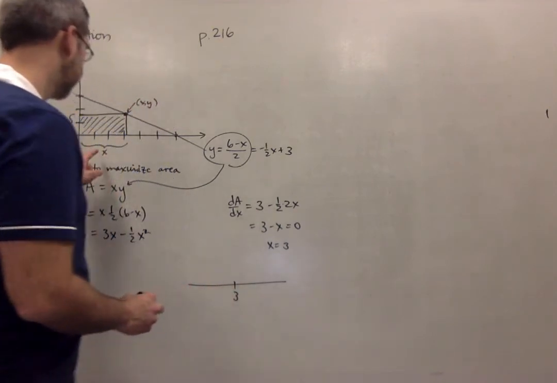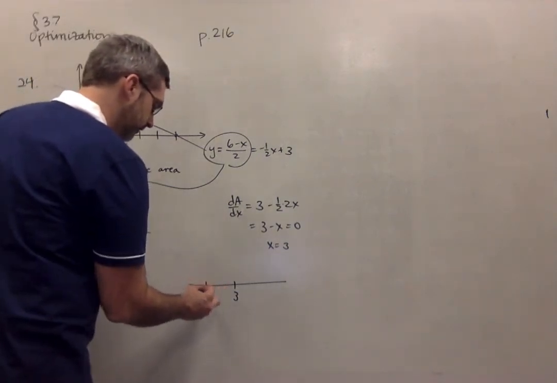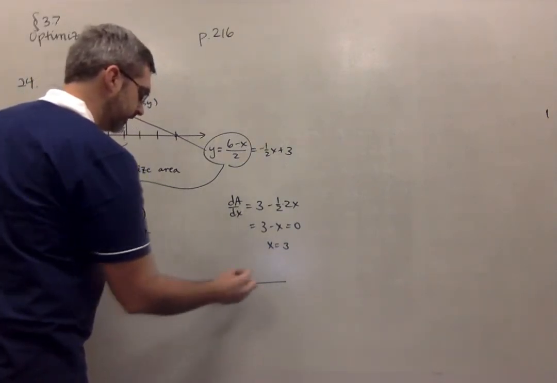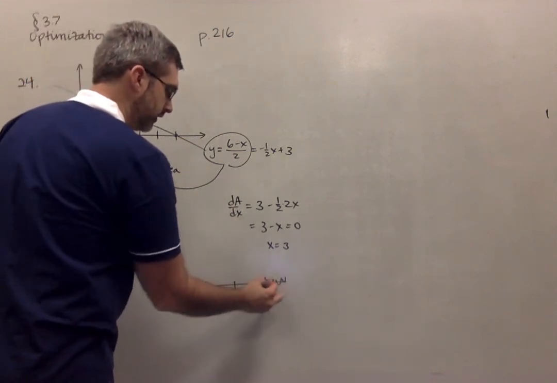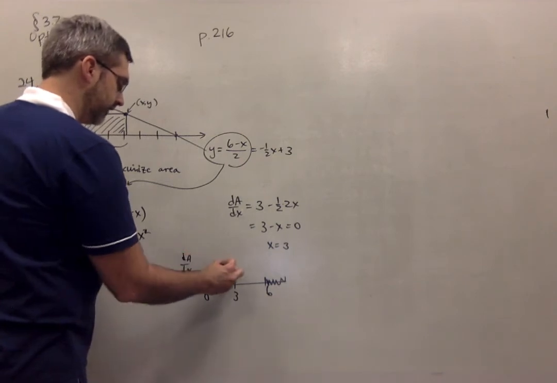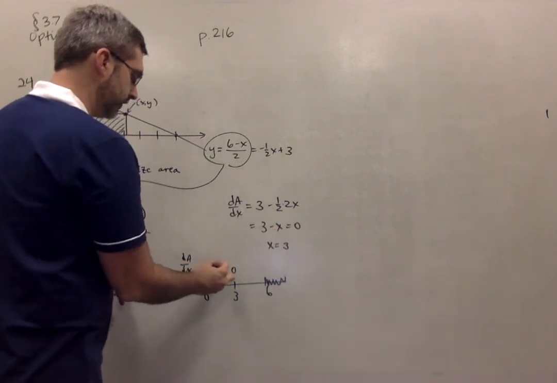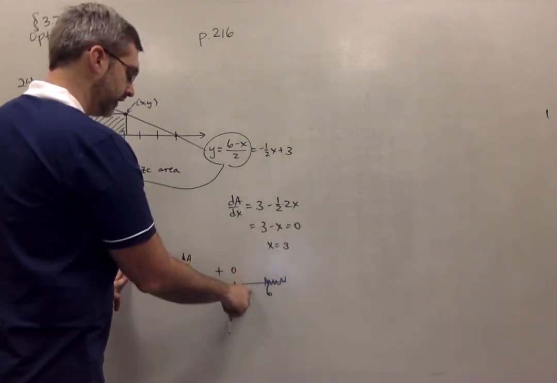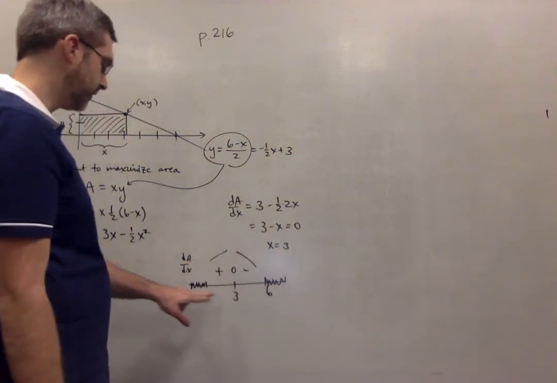Now, obviously, x can't be anything negative. It can't be less than 0. So we're not interested in anything less than 0, and x can't be bigger than 6, so we're going to get rid of that. And the derivative here, if it's 0 at 3, if I were to plug in 1, it's positive. If I were to plug in something like 4 or 5, it's going to be negative. So indeed, we maximize the area.